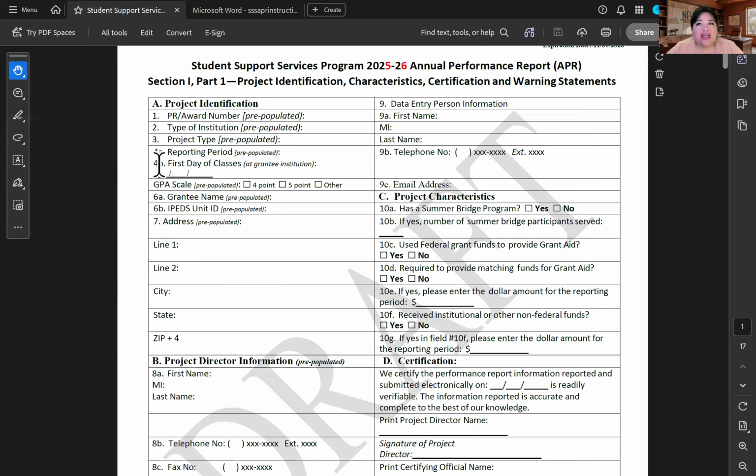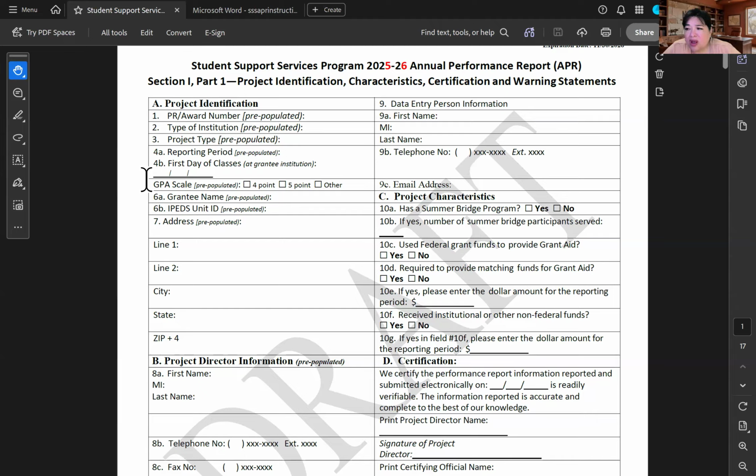So for so many years, it was kind of, you guys decide and you come up with your own definition and things like that. But it's very clear if you look on page one of the instructions. This is the APR form, but the instructions that are also in the Google Drive state that your reporting period needs to match your first day of classes. So to answer your question, Field 4B on part one, first day of classes at the grantee institution. My answer to you would be, what was the first date of fall classes in 2025?